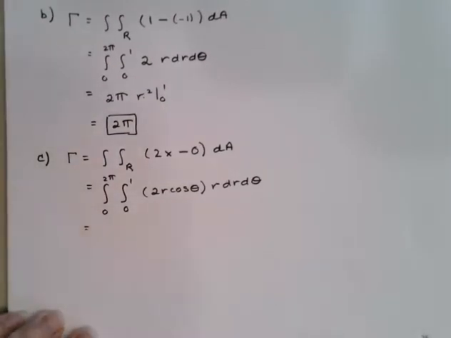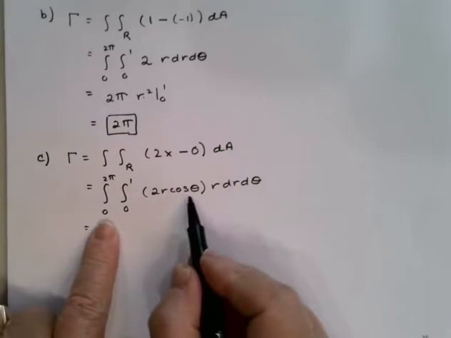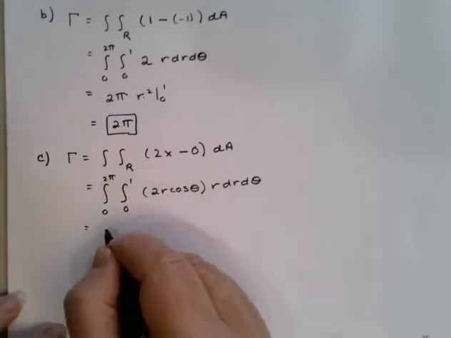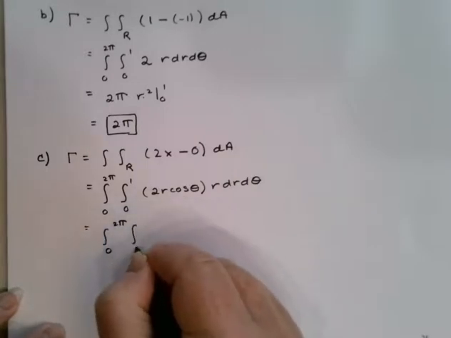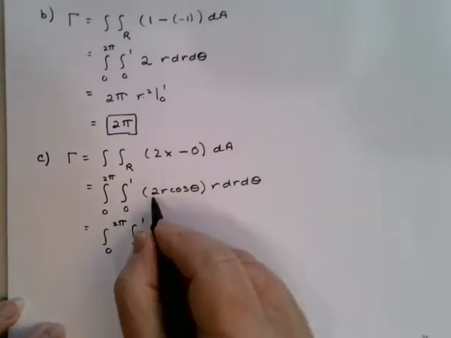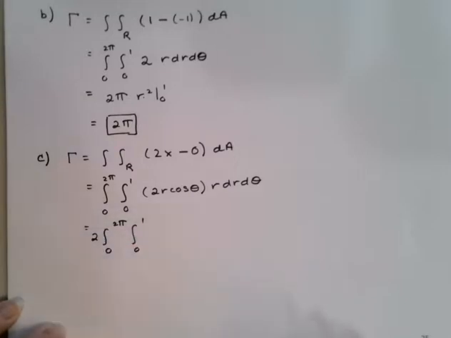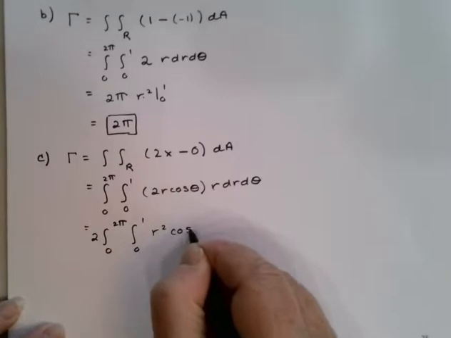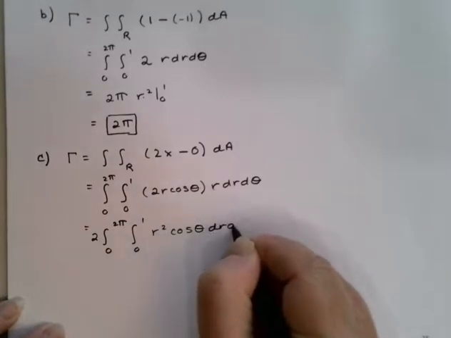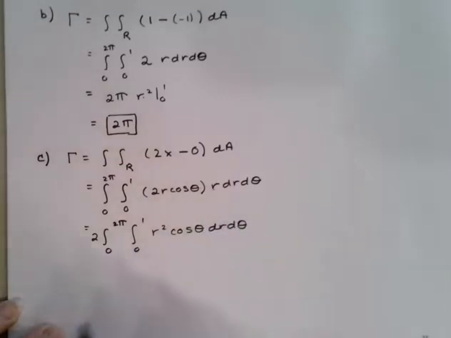Unfortunately, I can't use my theta trick this time. I do have a cosine theta in the integral, so I'm going to have to keep that. In fact, let me write this out one more time. I can pull the 2 out front if I want to, and that's going to be an r squared cos theta dr d theta.